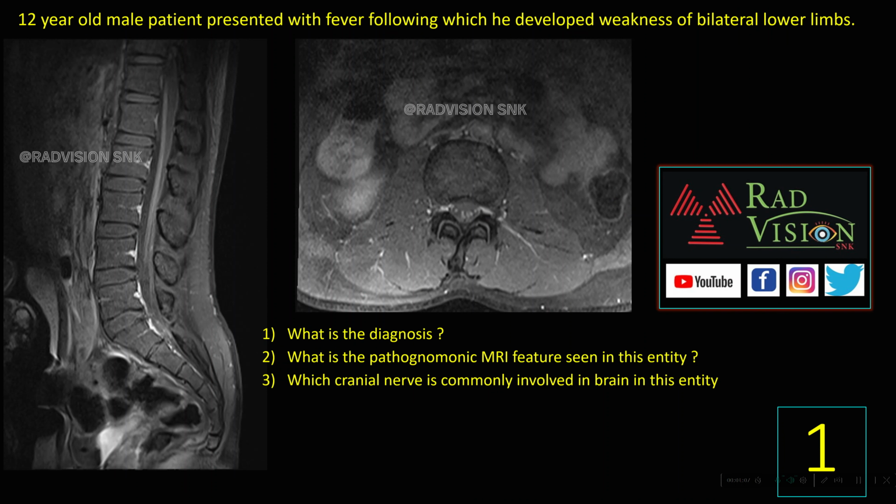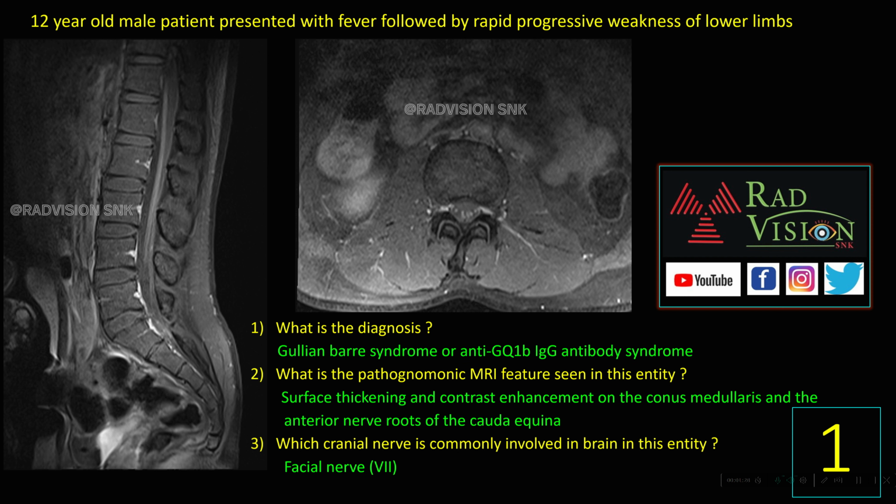Coming to the first case, it is a 12-year-old male presented with fever, following which he developed weakness of bilateral lower limbs. Here you can see there is abnormal enhancement and thickening of the conus medullaris, and abnormal enhancement of the anterior nerve roots of the cauda equina. This was a case of Guillain-Barré syndrome.